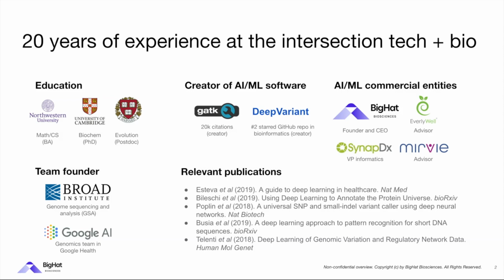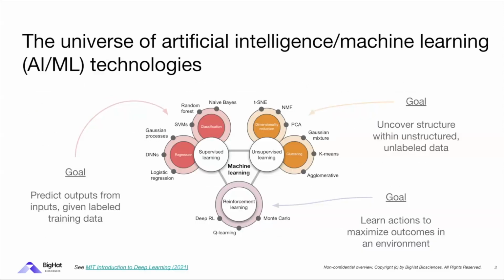And after a brief stint at a startup in Boston, I moved out to San Francisco and joined Google's AI division, where I founded and ran the genomics team there. And in 2019, I left Google to found now Series A startup called BigHat Biosciences, applying AI technologies to antibody design and engineering. Before we get too far into the application in biology, let's start with an overview of artificial intelligence, machine learning technologies today.